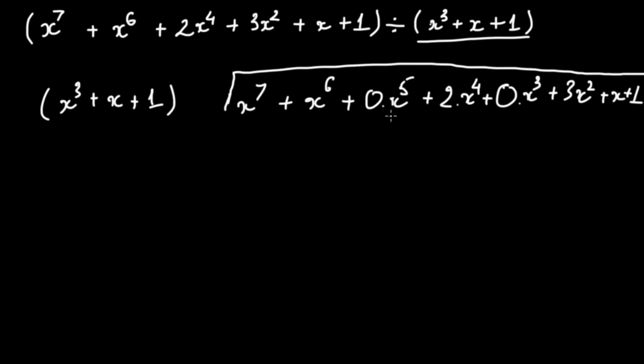We need to follow the 3 steps. First is division, second multiplication, and third subtraction. First of all, we need to take x to the 7th divided by x to the 3rd. We have x to the 4th, and you write it here. x to the 4th times x to the 3rd, you got x to the 7th. You write here. x to the 4th times x, you got x to the 5th. Right here. And x to the 4th times 1, you have x to the 4th.